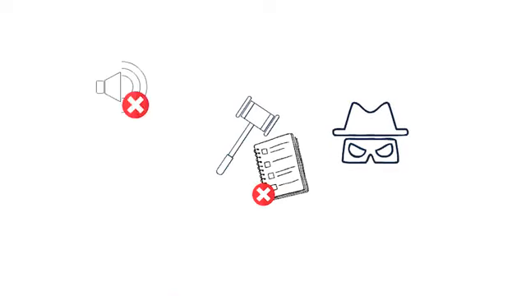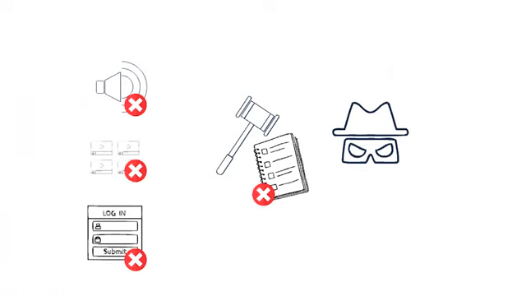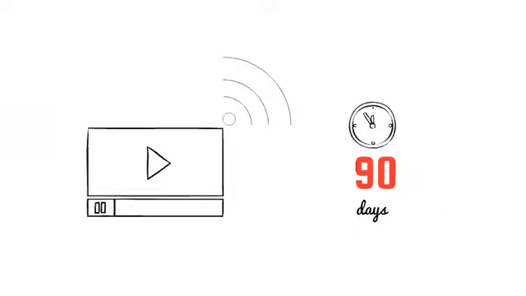If you receive 3 copyright strikes, your channel will be terminated. All your videos will be removed. You won't be able to create new accounts, and if your live stream is removed for copyright, your live stream will be suspended for 90 days.